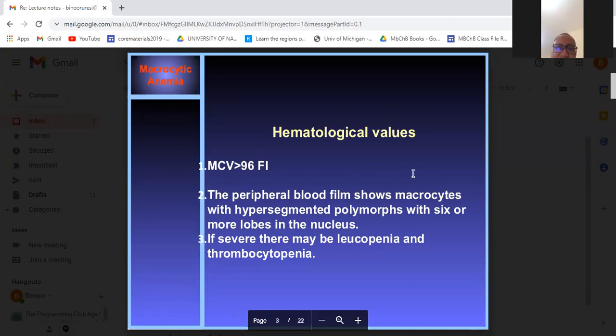And if the megaloblastic anemia is severe because, as we said, it impairs the DNA formation, you'll have leukopenia and thrombocytopenia as an accompanying consequence. Next slide.